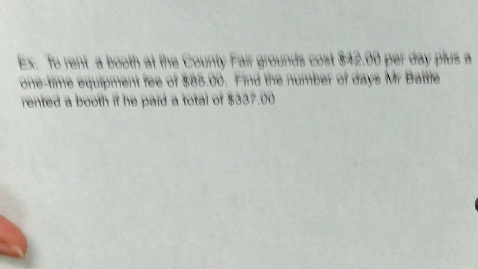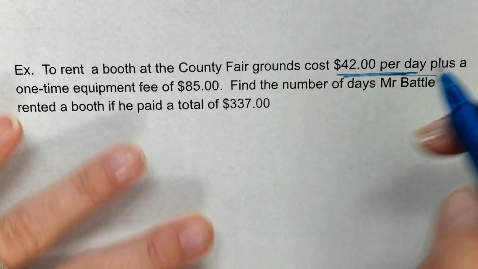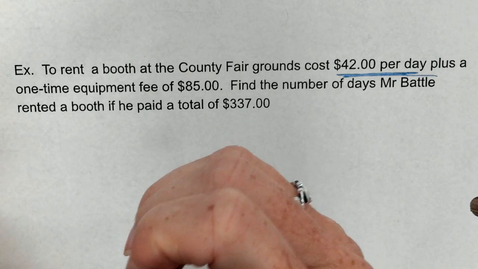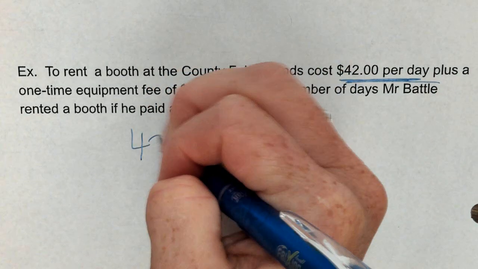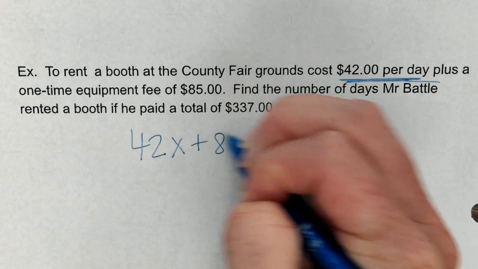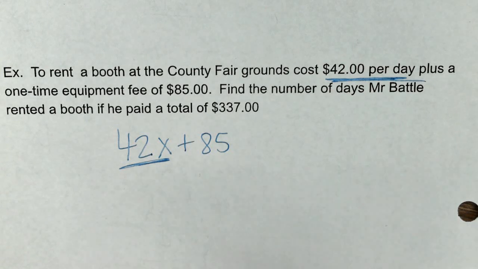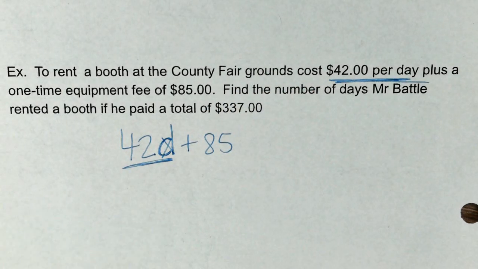To rent a booth at the county fairgrounds, it costs $42 per day. Did y'all just hear a rate? Okay. Plus a one-time fee of $85. Who can write that for me? 42x plus 85. Why did the 42 get the x? Because it's a rate per day. I probably could have used D as my variable just so that helps me know that that means days. So if you want, turn that into a D. Because that tells me that I'm multiplying by the number of days.